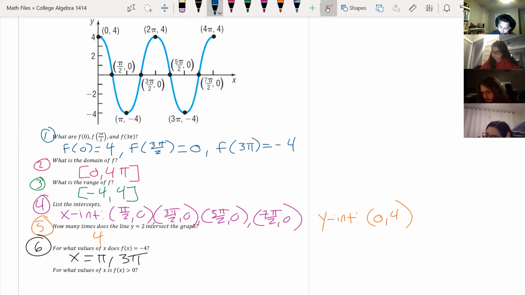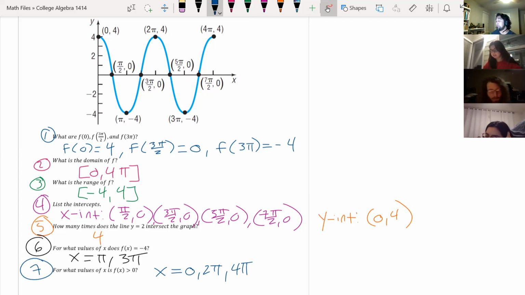Last one. 7. For what values of x is y greater than 0? So whenever you see f of x, remember that's the same as y. So this says, for what values of x are we above the x-axis? So we're looking for x values. 0, 2 pi, 4 pi. That's it.